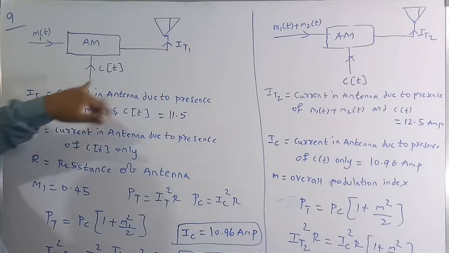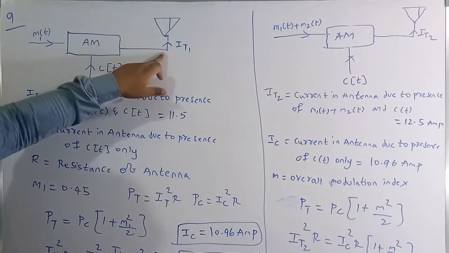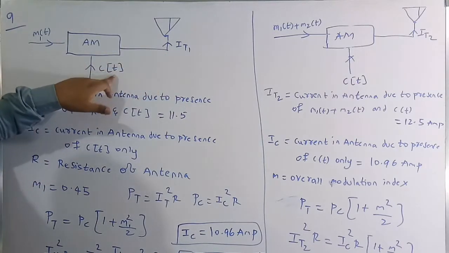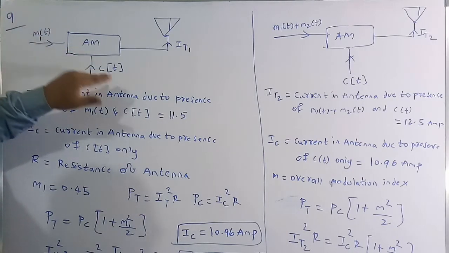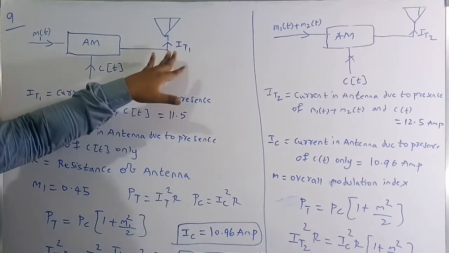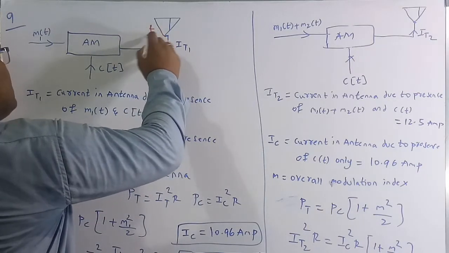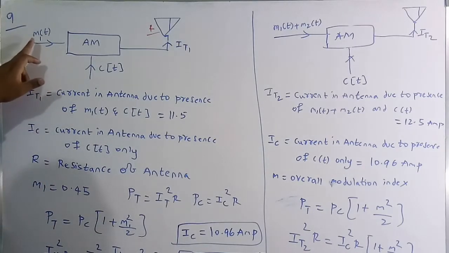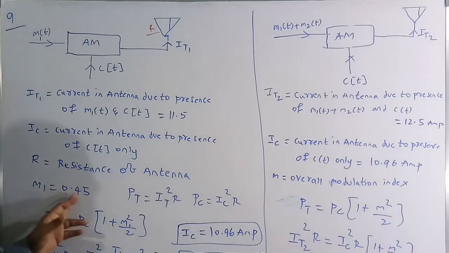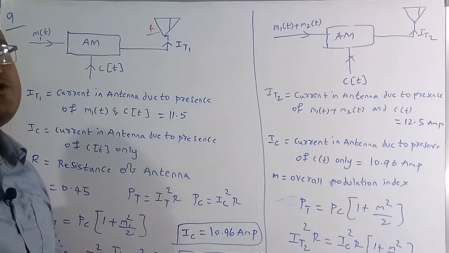IT1 is given, which is 11.5 ampere. And IC is the current in the antenna because of C of t only, meaning the message signal M1 of t is absent, so it is 0. When only C of t is present, the current in the antenna is IC. R is the resistance of the antenna. In the question they also gave the modulation index of the first signal, M1 of t, which is 0.45. So P is equal to I square R.